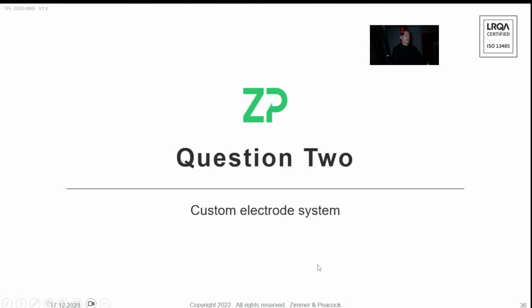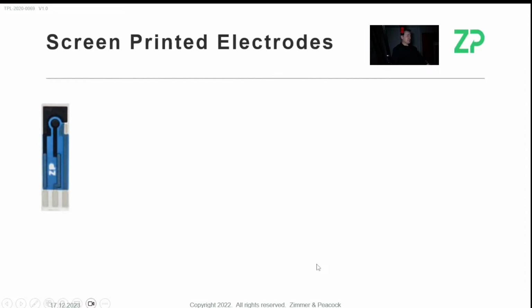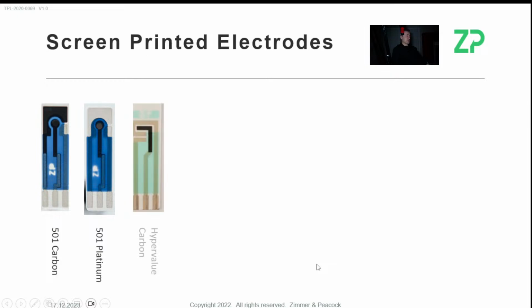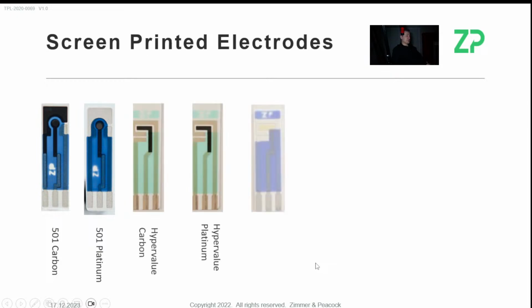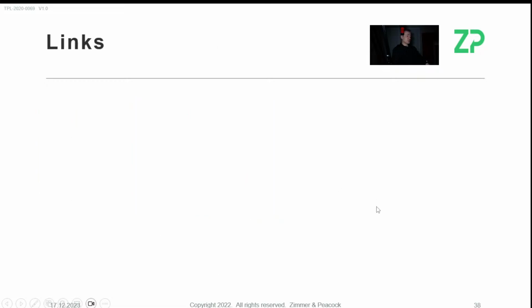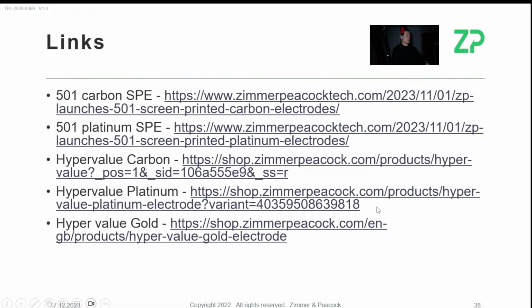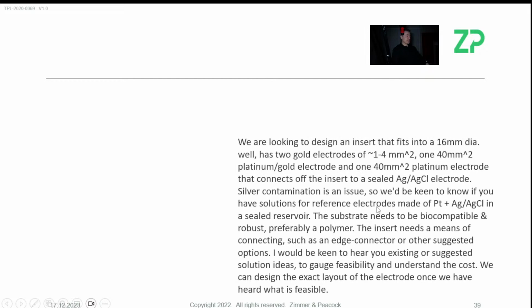Question number 2 is about custom electrode systems. So at ZP, we do make a lot of screen-printed electrodes. These again are sort of the ones that I tend to focus on a lot, and we use them a lot in our own lab. This one is carbon, this one is platinum, this one is carbon, this one's platinum, and this one is gold. These are the links to all of those. Nothing more to really be said about it.